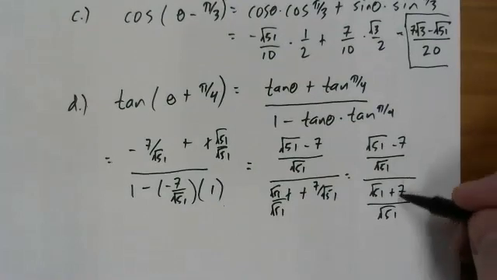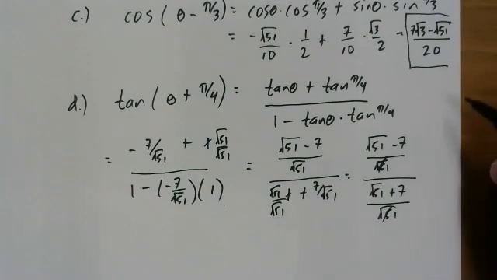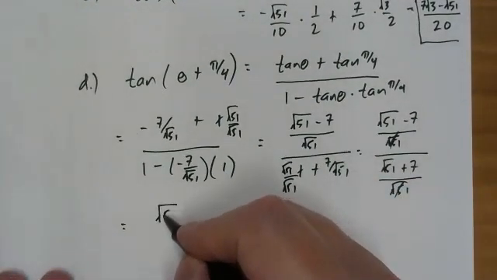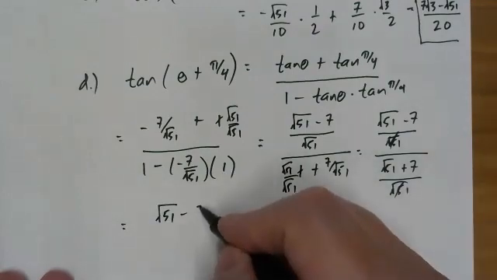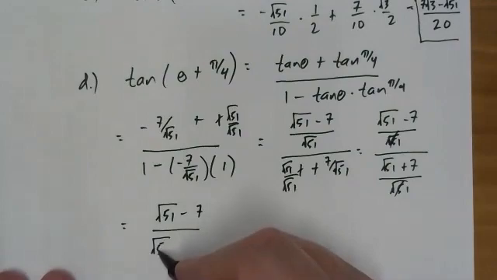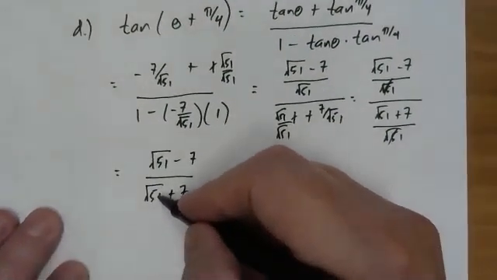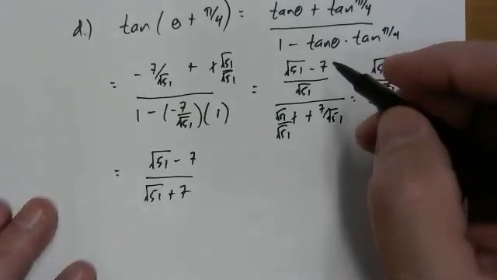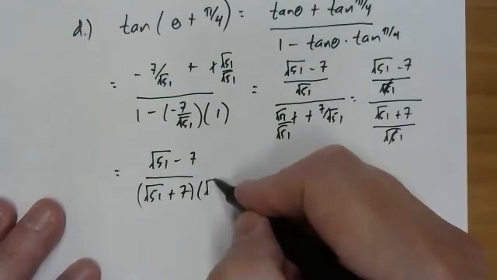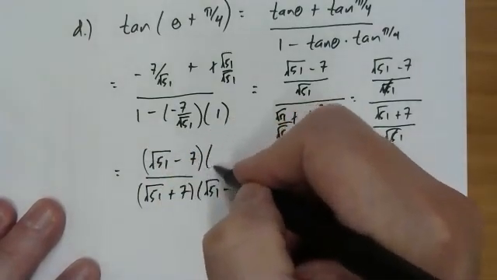So I have two complex fractions. If you simplify this, these cancel out. And I'm left with square root of 51 minus 7 over square root of 51 plus 7. Of course, they don't like us to leave this radical in the denominator. So I'm going to multiply by the conjugate, top and bottom.